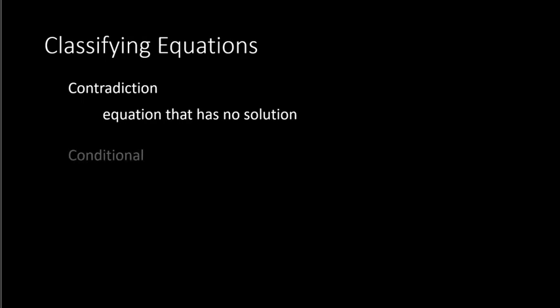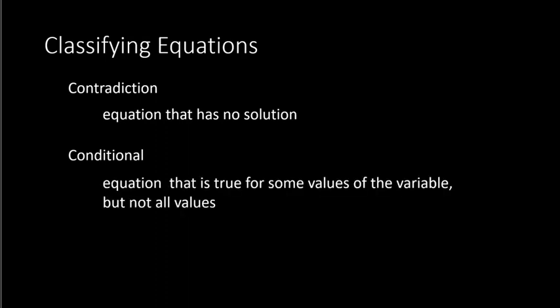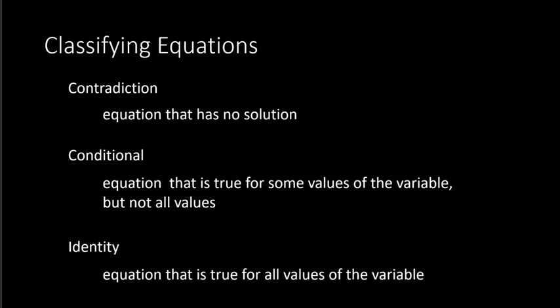A conditional equation would be a regular equation. So it's typically only 1 or 2 solutions, but it's going to be some finite number of answers. All right, so it's an equation that is true for some values, but not all values. So there's a finite number of answers. And then you have an identity. And this is an equation with infinite answers. So this would be an equation that is true for all values of the variable.